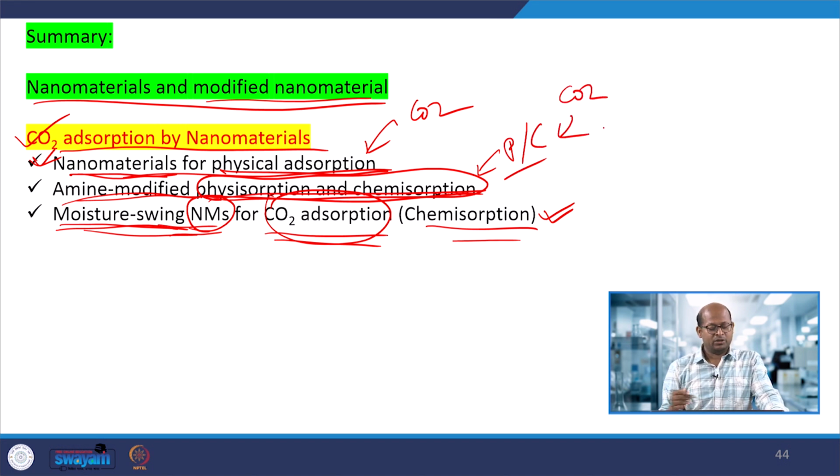Okay. So these are the things we have discussed. Here we can say that various types of nanomaterials are available that we can use for mass transfer operations, particularly CO2 capture from the flue gas. So that is an important chemical engineering operation. Through that process we can improve the efficiency or performance of CO2 capture from the flue gas.